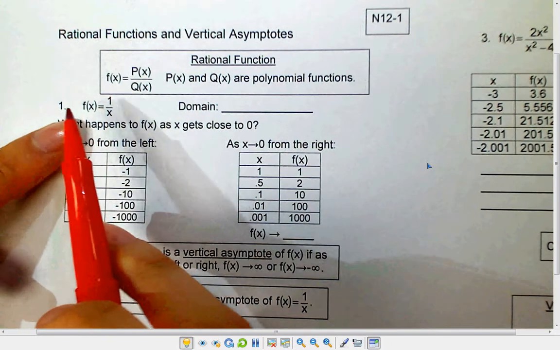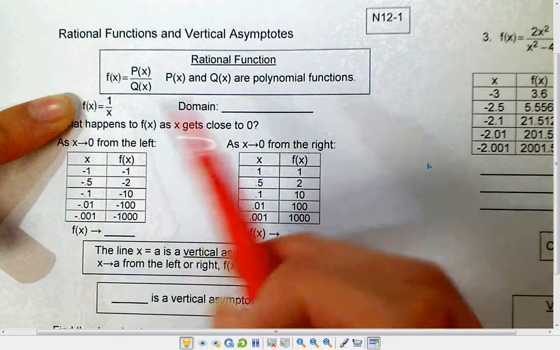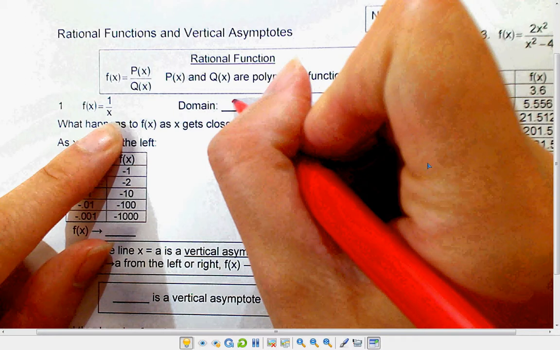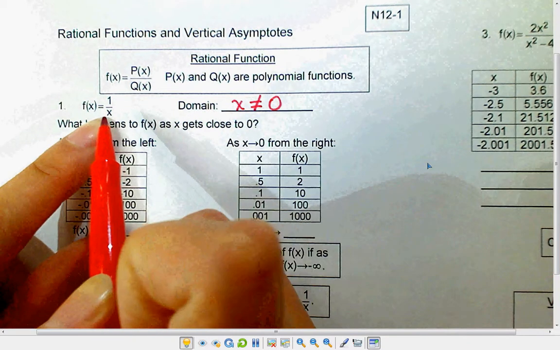So let's start off with number 1. Here's my first function, f of x equals 1 over x. So we're going to start off by finding the domain. Our domain is when the denominator cannot equal 0. So we know that x cannot equal 0 because our denominator is just x.